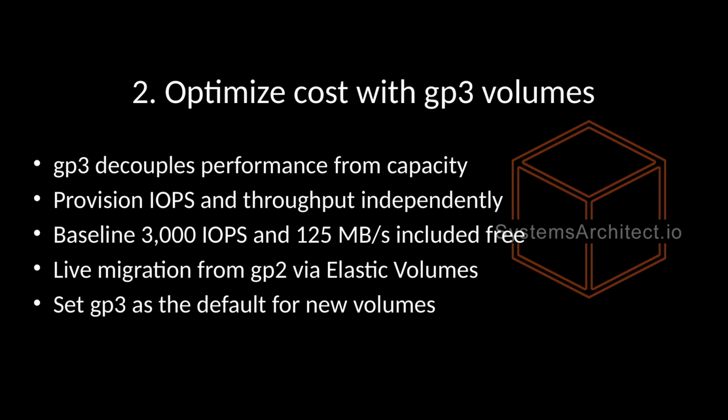GP3 decoupled performance from capacity, unlike its predecessor, GP2. With GP2, more IOPS meant buying more storage whether you needed it or not. With GP3, you provision IOPS and throughput independently of size. A baseline GP3 volume includes 3,000 IOPS and 125 megabytes per second free. Migrating from GP2 to GP3 can be done live with no downtime.